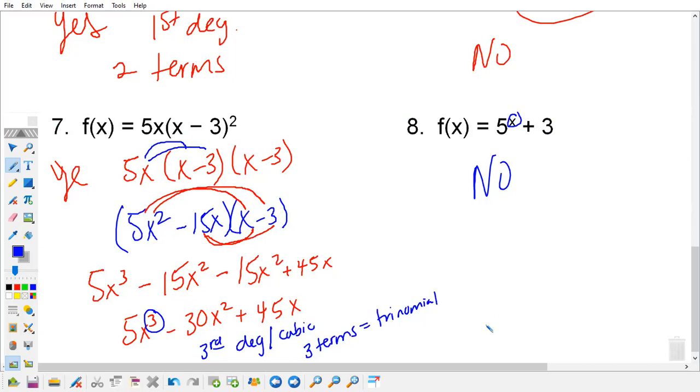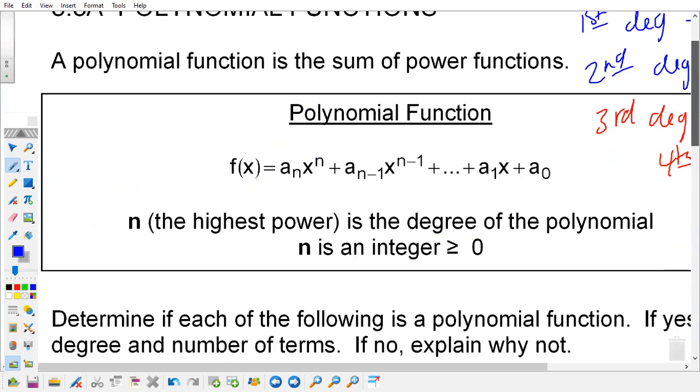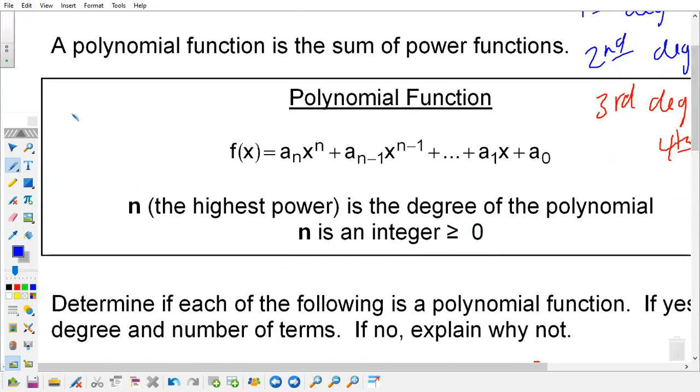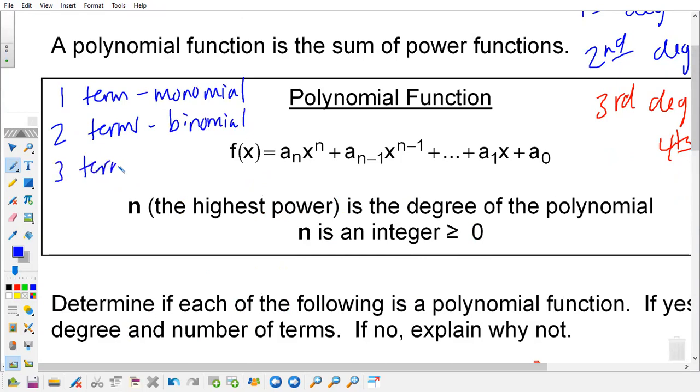All right. How do you feel about identifying a polynomial and stating the number of terms? Okay. Just to recap, I think I didn't say this very well, but I'm going to say it now. If I have 1 term, that's called a monomial. If I have two terms, that's called a binomial. And if I have three terms, it's called a trinomial.